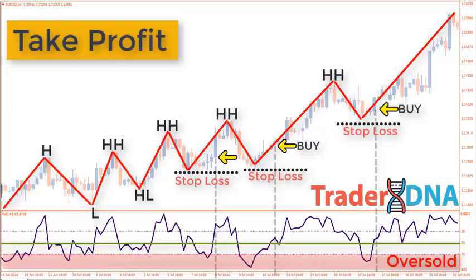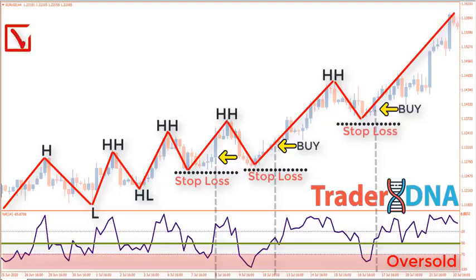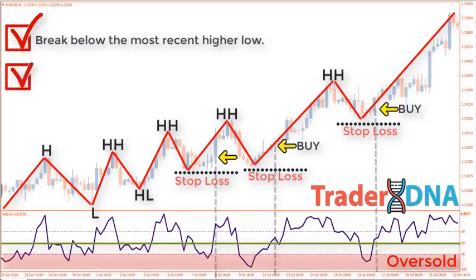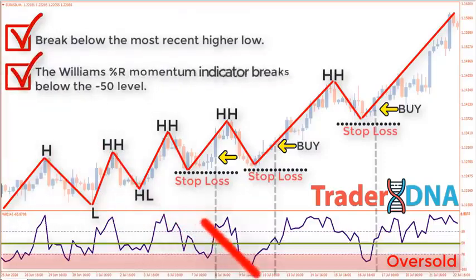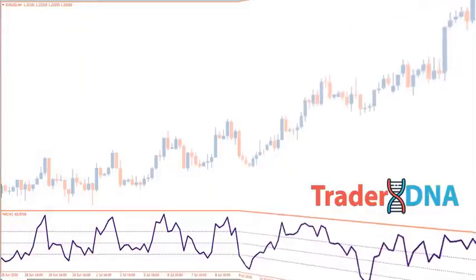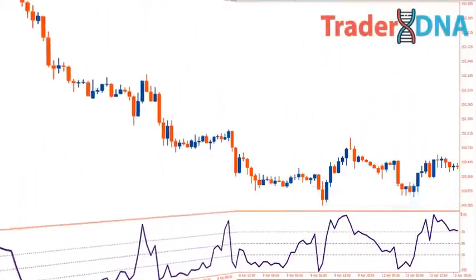In this regard, we look for a break in the trend structure, respectively a break below the most recent higher low. Alternatively, you can take profit once the best momentum indicator breaks below the -50 level. Note: this was an example of a buy trade using the best momentum trading strategy. Use the same rules for a sell trade.